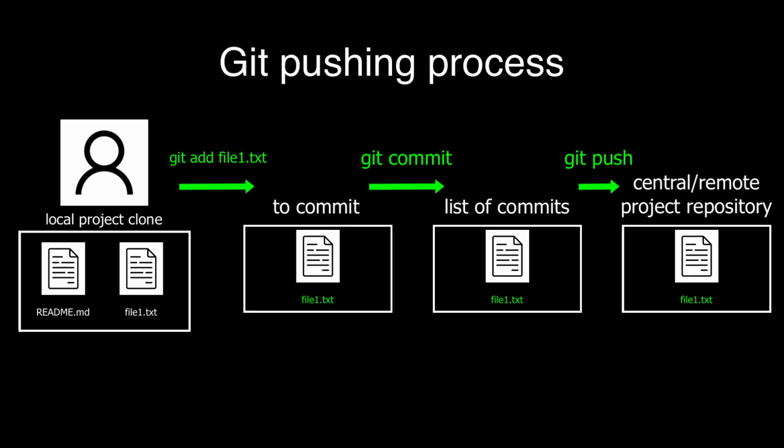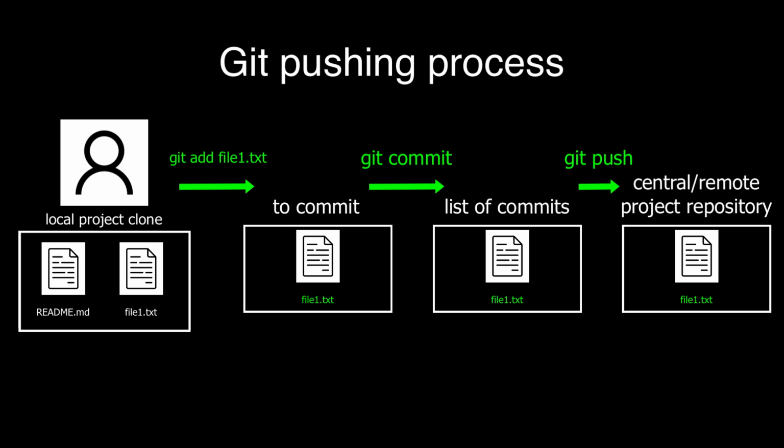There are 3 steps involved in this process. We first need to git add. Git add adds a file to the list of files that we want to commit. Git commit registers all the files in its list and takes a snapshot of them. And then git push pushes the commits made to the central repository.